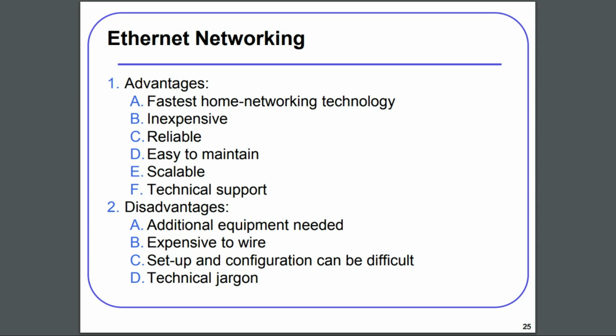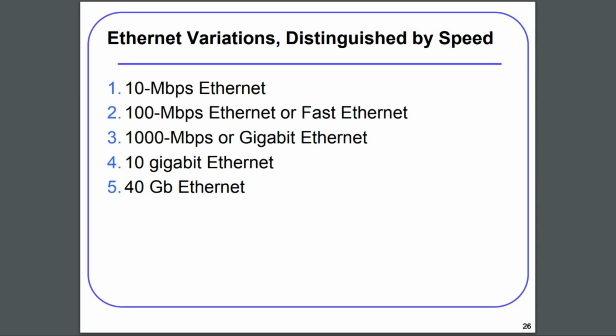The advantages of Ethernet networking are: the fastest home networking technology, inexpensive, reliable, easy to maintain, scalable, and technical support. The disadvantages of Ethernet networking are: additional equipment needed, expensive to run, setup and configuration can be difficult, and technical jargon. So let's move to the next slide. Ethernet variations are distinguished by speed. You can see on the screen 10 Mbps Ethernet, 100 Mbps or Fast Ethernet, 1000 Mbps or Gigabit Ethernet, 10 Gigabit Ethernet, and 40 Gigabit Ethernet.